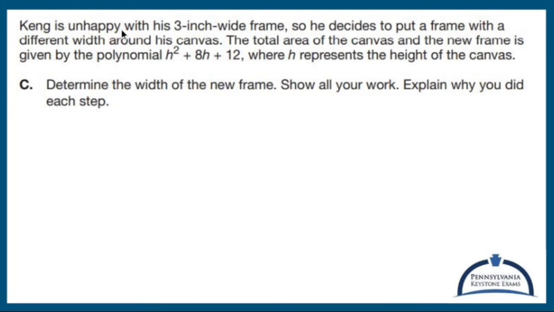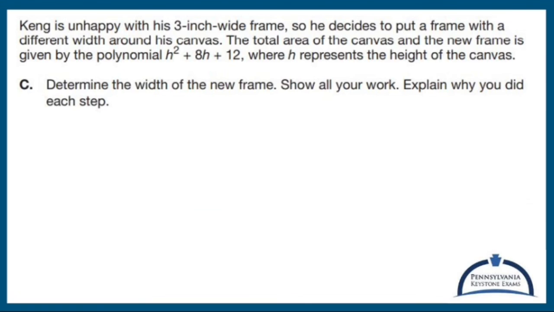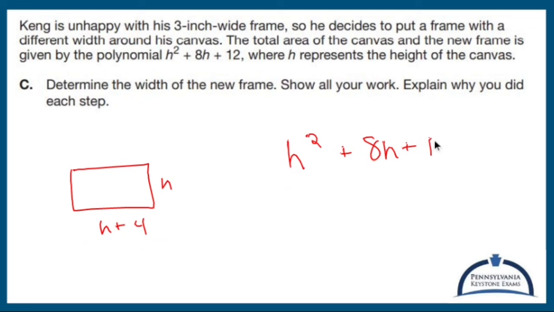Last but not least, Kang is unhappy with his 3-inch wide frame. Kang! So he decides to put a frame with a different width around this canvas. The total area of the canvas and the new frame is now given by a brand new polynomial. So let's take a look at the old one. It was h and h plus 4. All right, so this is the old one. H plus 4. Now I have a simplified form of h squared plus 8h plus 12.